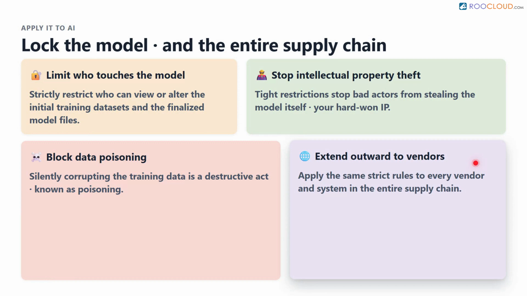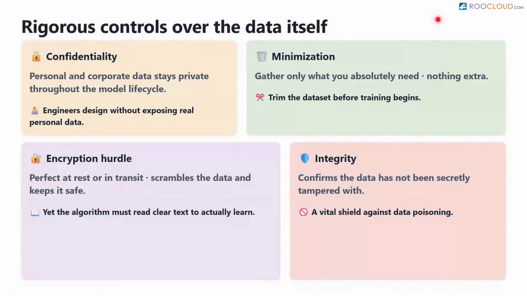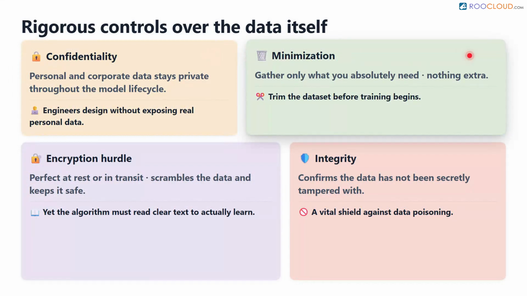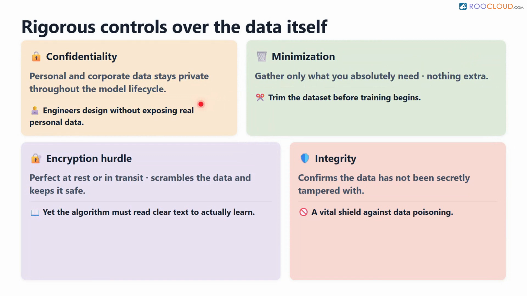We must also apply rigorous controls over data confidentiality, minimization, and integrity. Minimization simply means gathering only the information you absolutely need and nothing extra. These practices protect personal privacy while engineers are sketching out their initial designs.